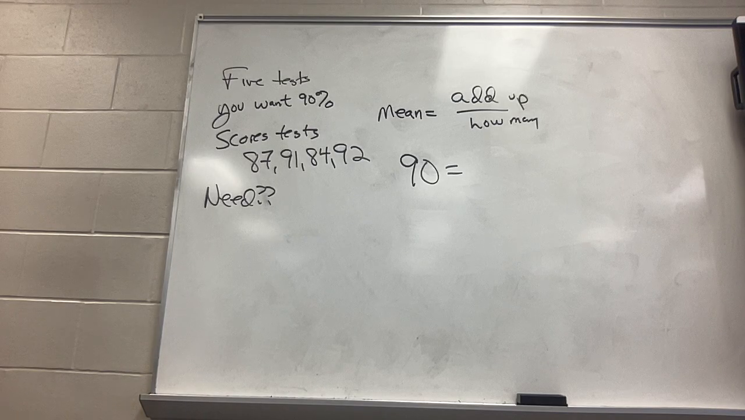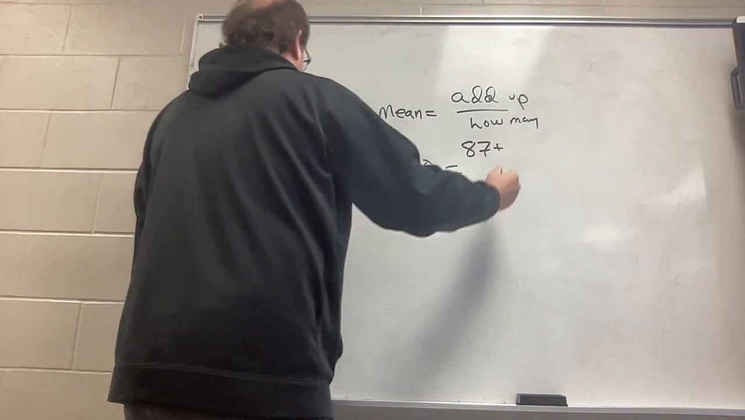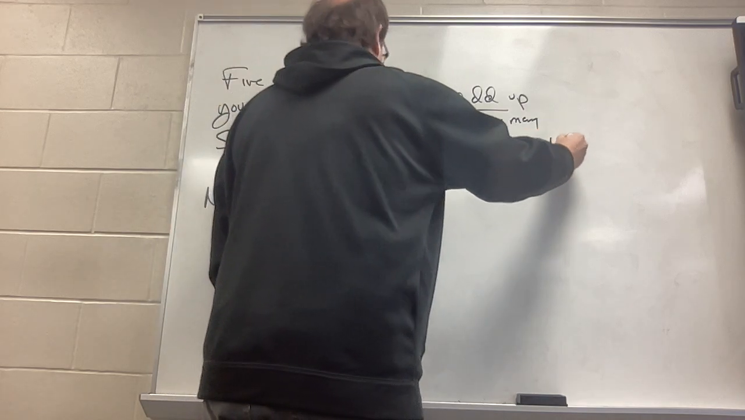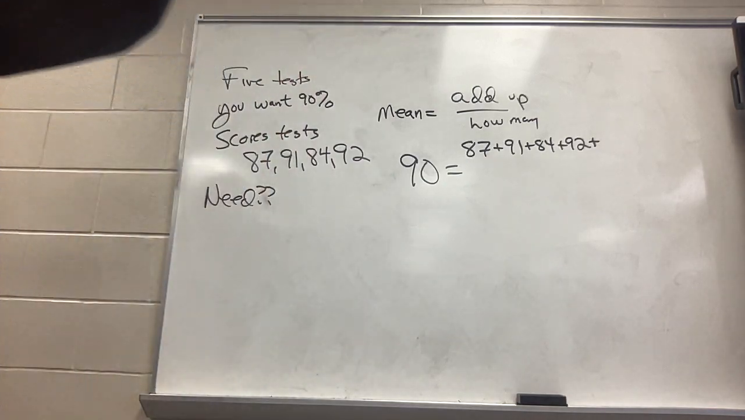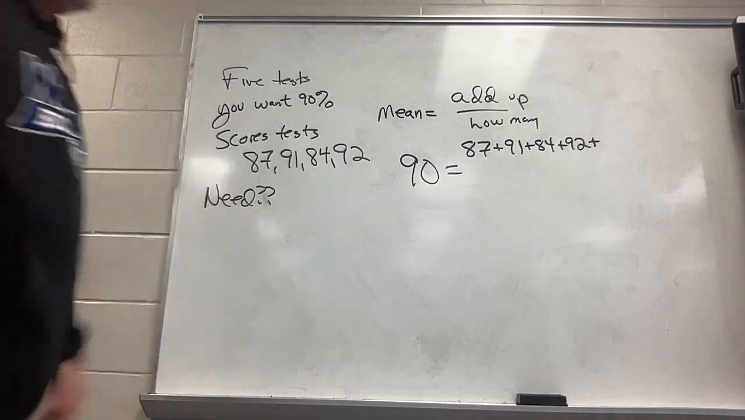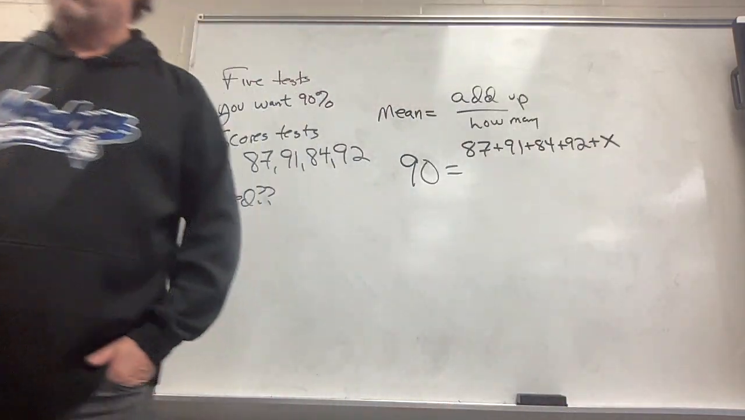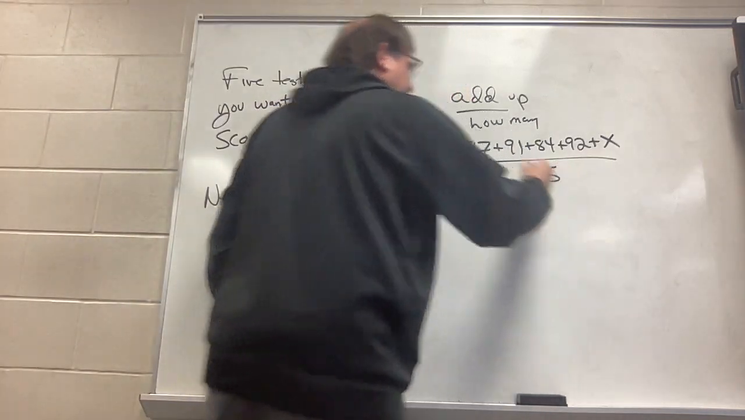So let's add them up. 87 plus 91 plus 84 plus 92 plus. We don't know what your next test score is going to be. So in algebra or math, when we don't know, because your teacher is old and boring, we put an X, saying, I don't know what it is. And we divide by 5.